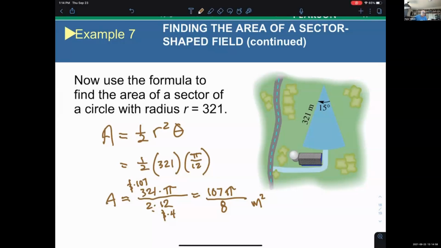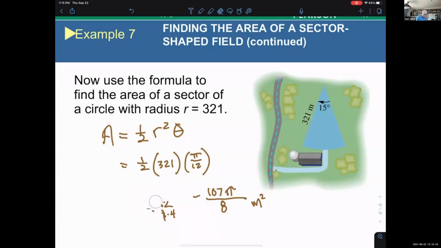Questions, comments at all about example 7 here? Don't we have to square the 321? Yeah, you're so right. Thank you. I didn't even pay attention. That would totally throw everything off. Keep me honest. Sometimes I am not paying as much attention as I should.